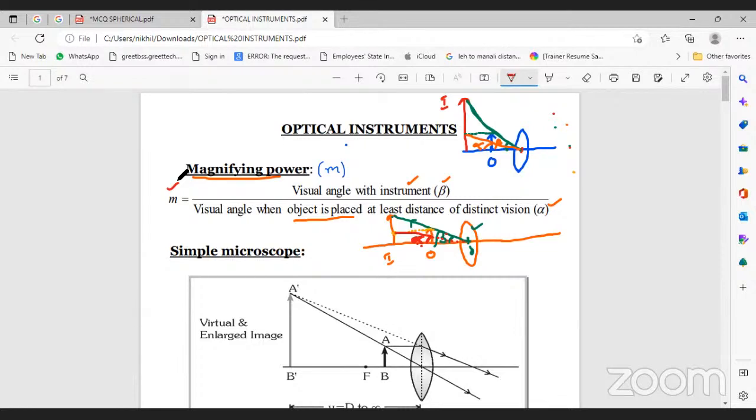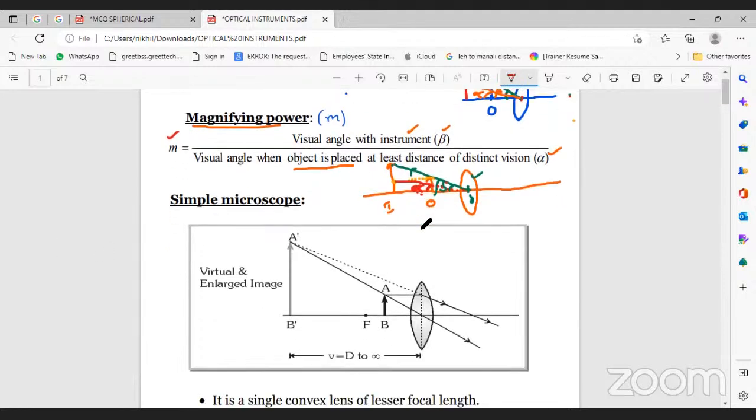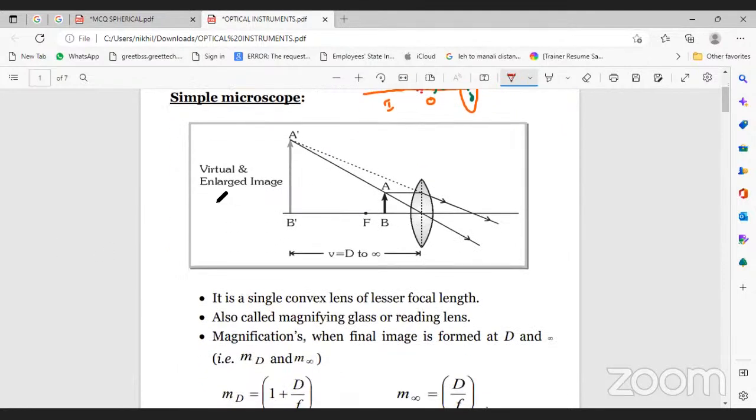In microscopes, we have two types of microscope. One is called the simple microscope. The second one is called the compound microscope. Now, in the simple microscope, we are going to get an enlarged and erect image. It is virtual and it is enlarged. No doubt it is an erect image. It is not an inverted image.